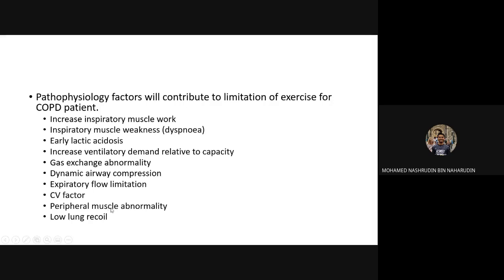And then peripheral muscle abnormality. This is one that scientists are still trying to find the answer to. Peripheral muscles, muscles away from the respiratory system, are also affected due to COPD. And low lung recoil. The lung does not really recoil, rebound back to normal when you exhale.